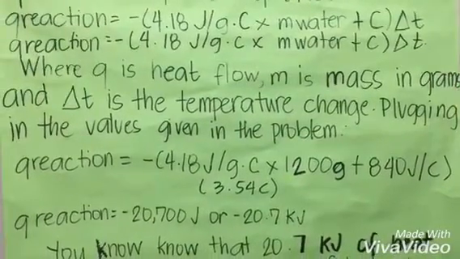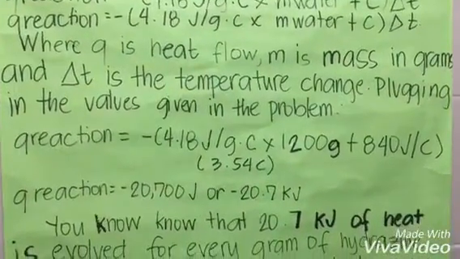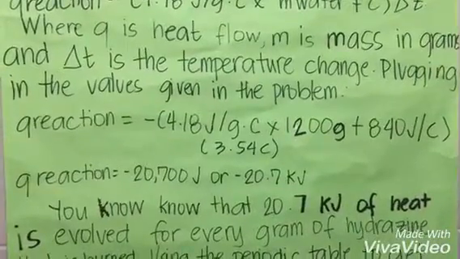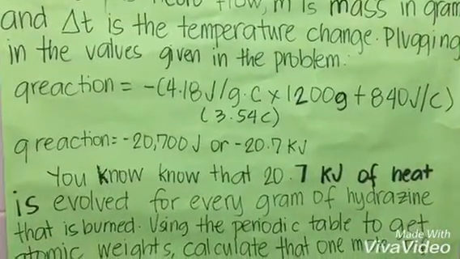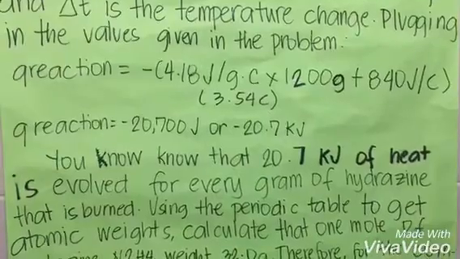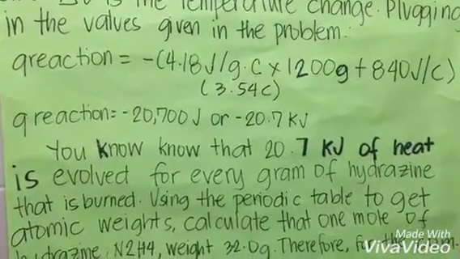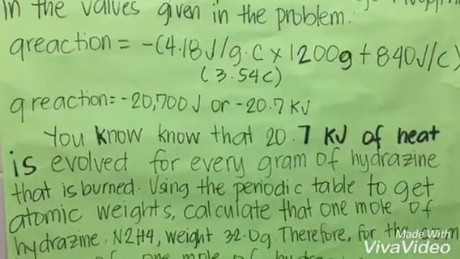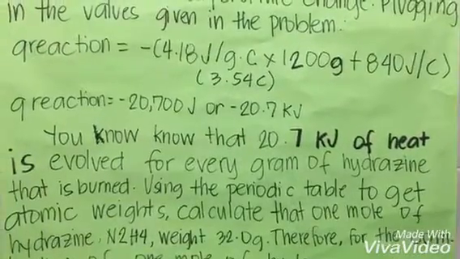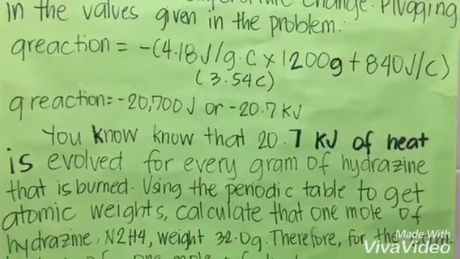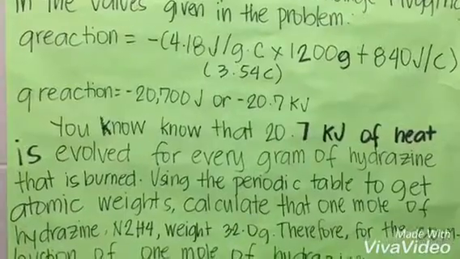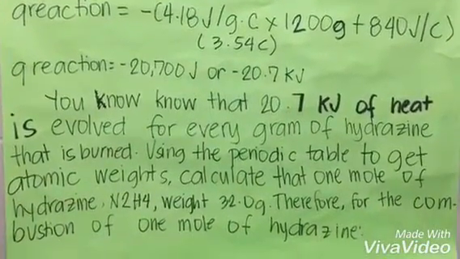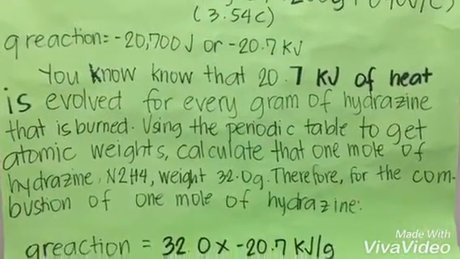Plugging in the values given in the problem, heat absorbed by reaction is equal to negative 4.18 joules per gram Celsius times 1,200 grams plus 840 joules per Celsius times 3.54 Celsius. So the answer is negative 20,700 joules or negative 20.7 kilojoules. You now know that 20.7 kilojoules of heat is evolved for every gram of hydrazine that is burned.